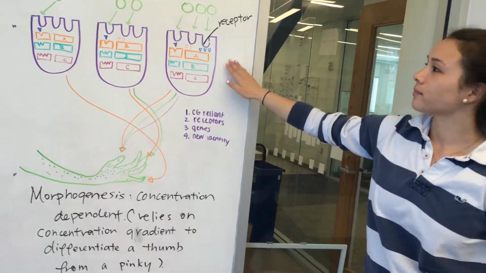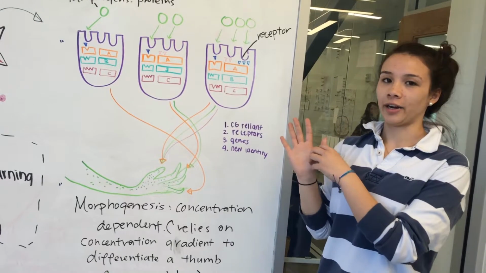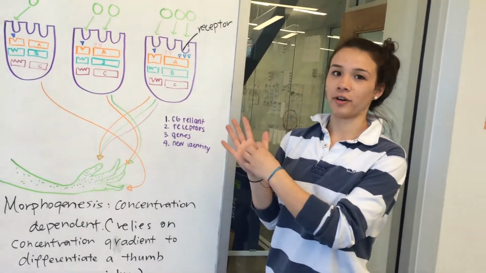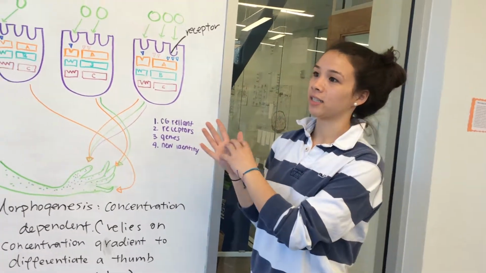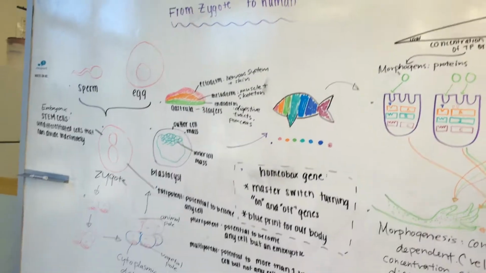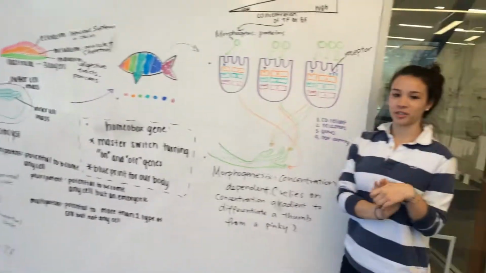So basically, that is how your thumb will form, from it being in a higher concentration gradient of that transcription factor, growth factor, and as you get farther and farther away, you're going to have less and less of it, so fewer genes will get activated, but the genes will still tell your hand what type of thing it should be. So that's how we go from zygote to human.